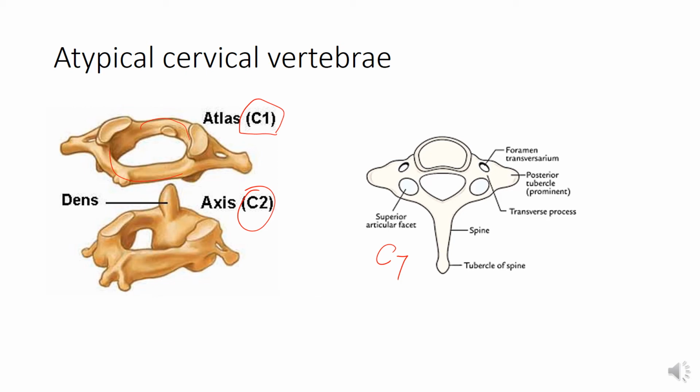It possesses two flattened facets that articulate with the occipital bone. They are the condyloid joints. These are the facets which articulate with the occipital bone, and they permit nodding movement of the head. Nodding means yes movement. Whenever you give the gesture of yes, you move the head up and down. This is the nodding movement, and this is done at the atlanto-occipital joint.